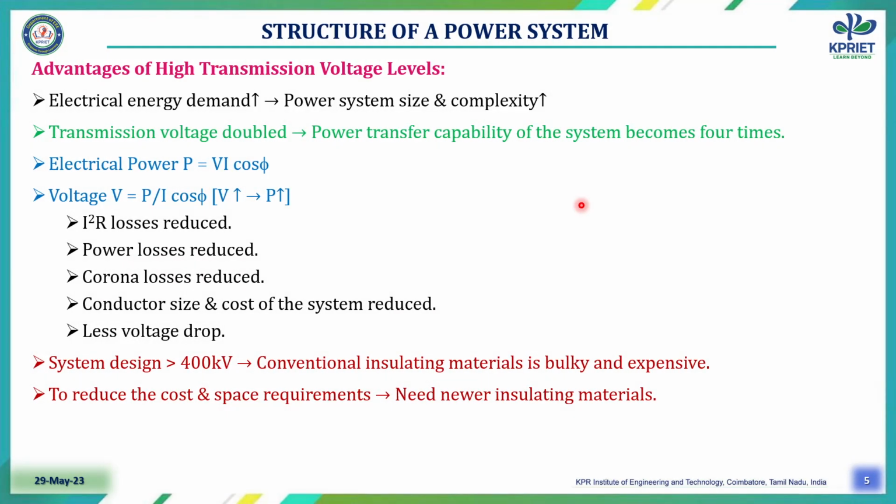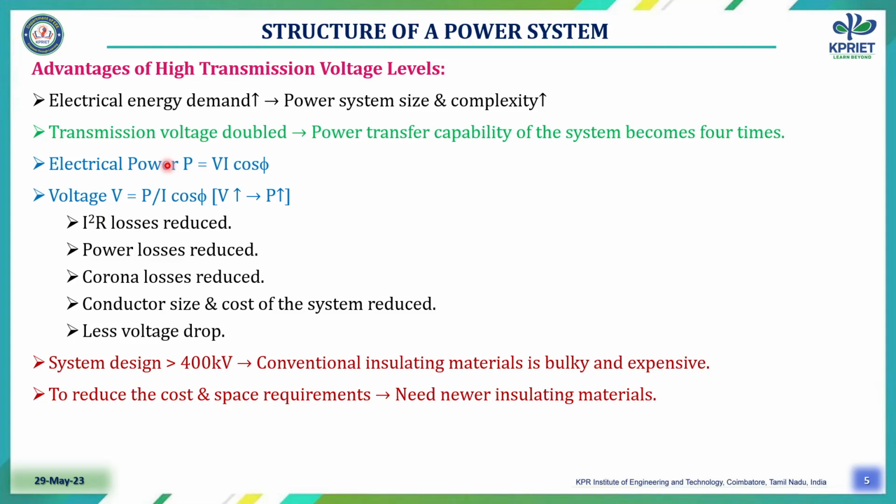Why? What is the need of increasing the higher voltage level for power transmission? Power is nothing but VI cos phi. We can either increase the voltage or increase the current, so that we are able to transmit the actual amount of power generated to be distributed to the consumer.